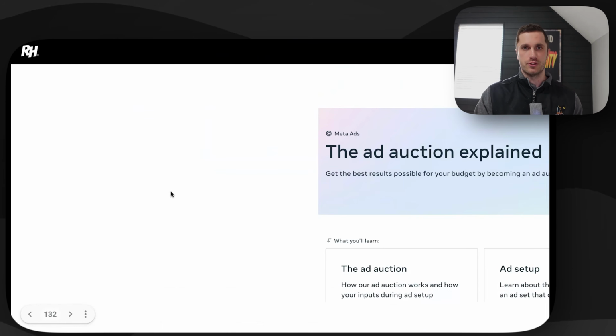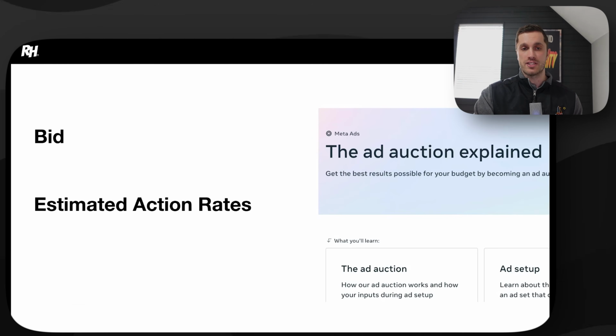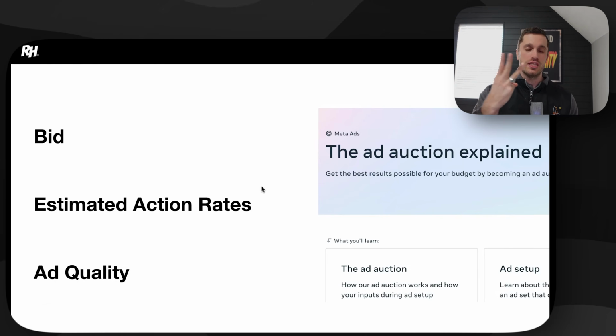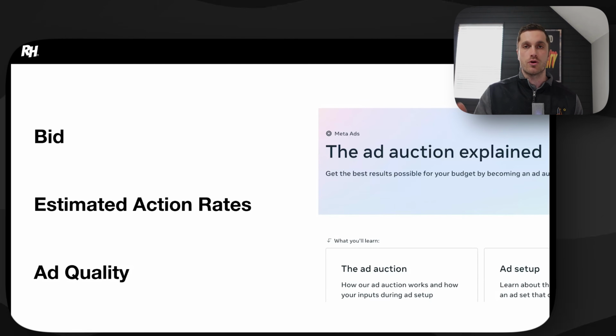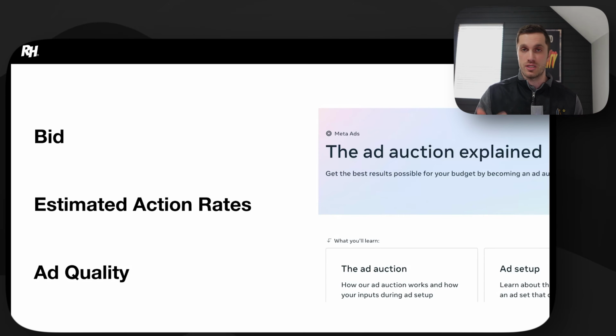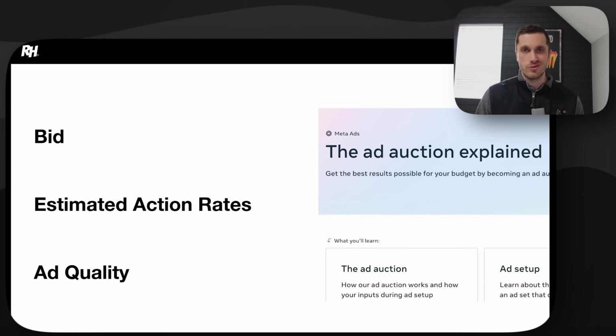Meta actually produced and published how their auction works. So the ad auction works like this. You have a bid, you have estimated actions, and you have ad quality. These are the three variables that they look at that then reward someone to get shown to more people for cheaper results, cheaper CPMs, which also result in cheaper cost per clicks and cheaper purchases. And I'm going to explain how my team uses this to our advantage to get those results.